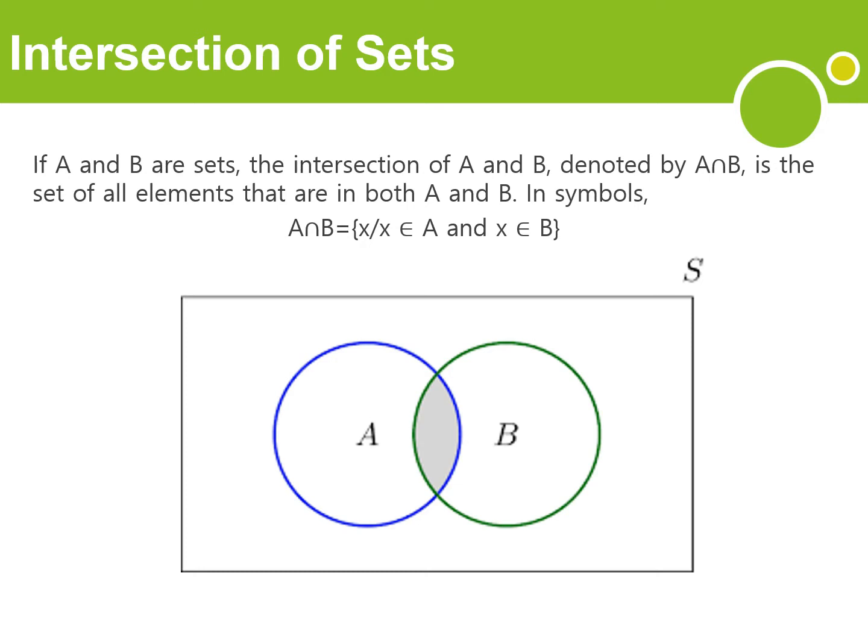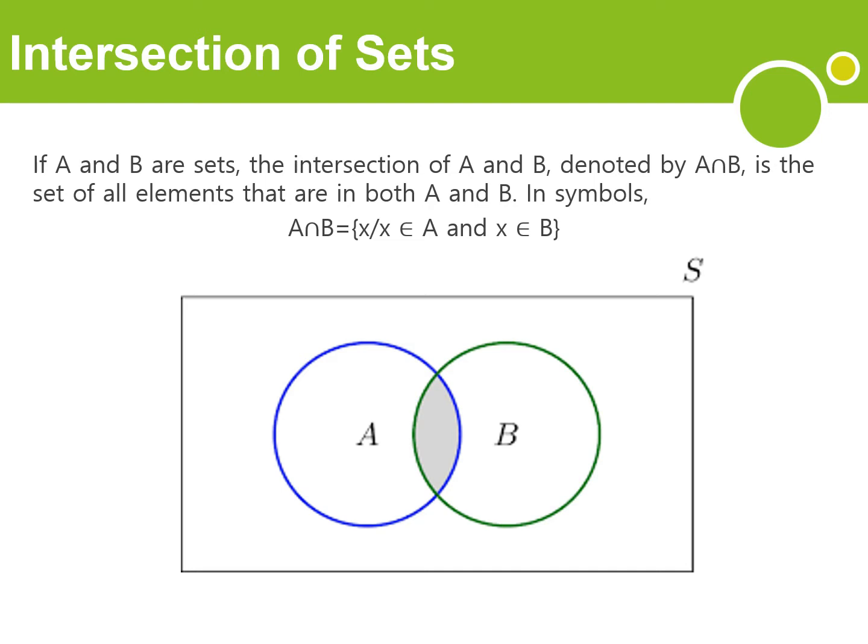Intersection of sets. If A and B are sets, the intersection of A and B, denoted by A intersection B, look at the symbol being used. It's like the union turned upside down. It is the set of all elements that are in both A and B. In symbols, A intersection B equals the set of all x such that x is an element of A and x is an element of B.